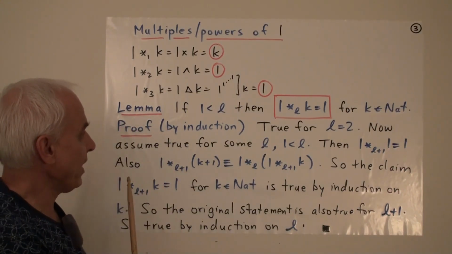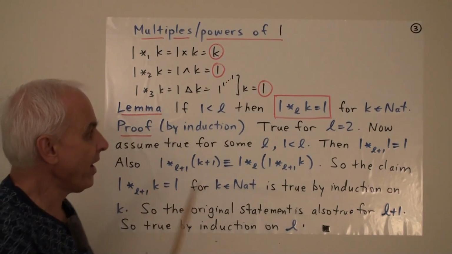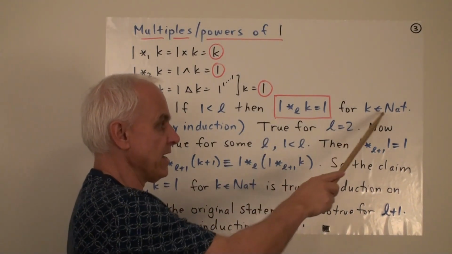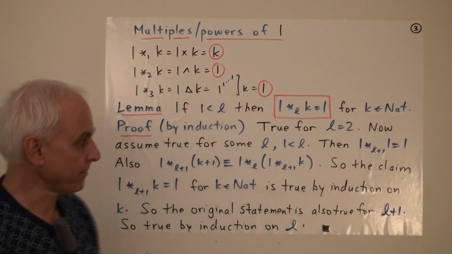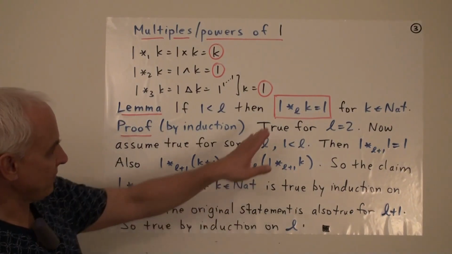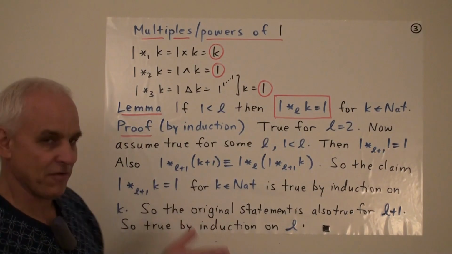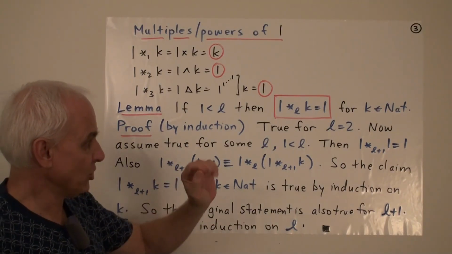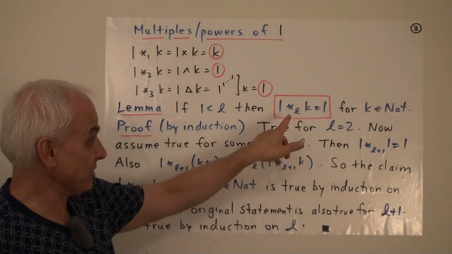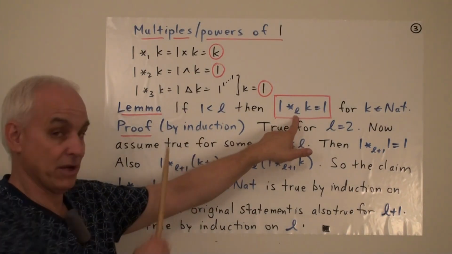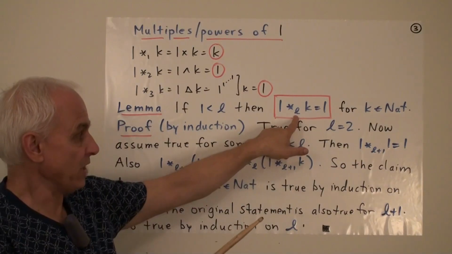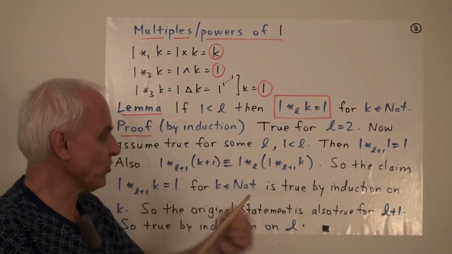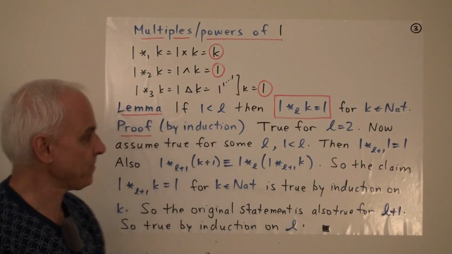So here's a little lemma: if L is bigger than 1, then 1 star Lk equals 1 for any k natural number. This is a very simple looking formula, but it is rather subtle because there's actually two variables floating around here. There's the L, which we're assuming is bigger than 1, and of course a natural number, and there's also k. So we're asserting something being true for both L and k.